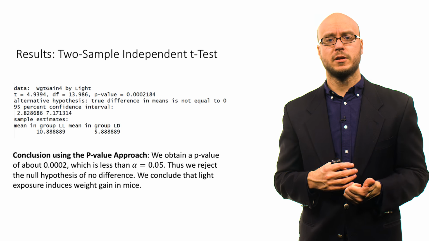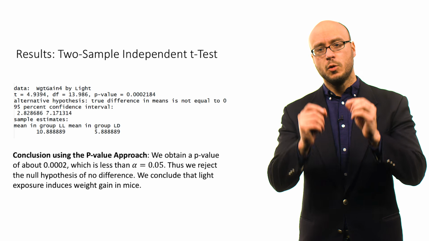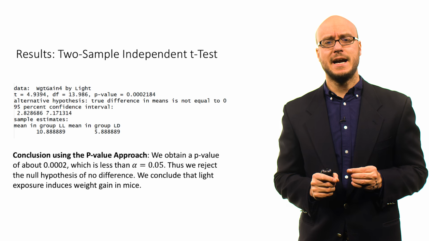Substantively, in using the critical values approach or the p-value approach, we conclude that light exposure at night appears to induce weight gain in mice, with the implication that all of us, when we're exposed to electronics at night, and televisions at night, and iPhones and computers and laptops, that light might induce some weight gain. So be careful about using electronic equipment at night.